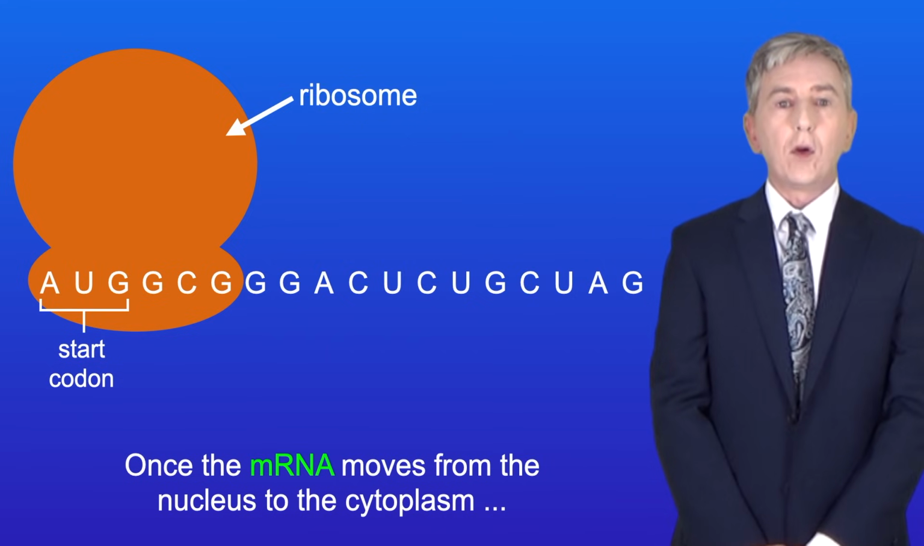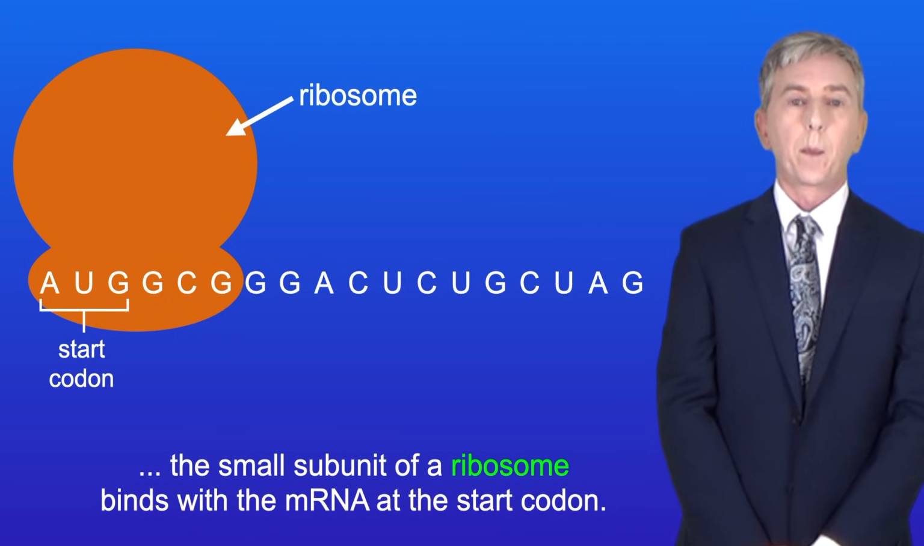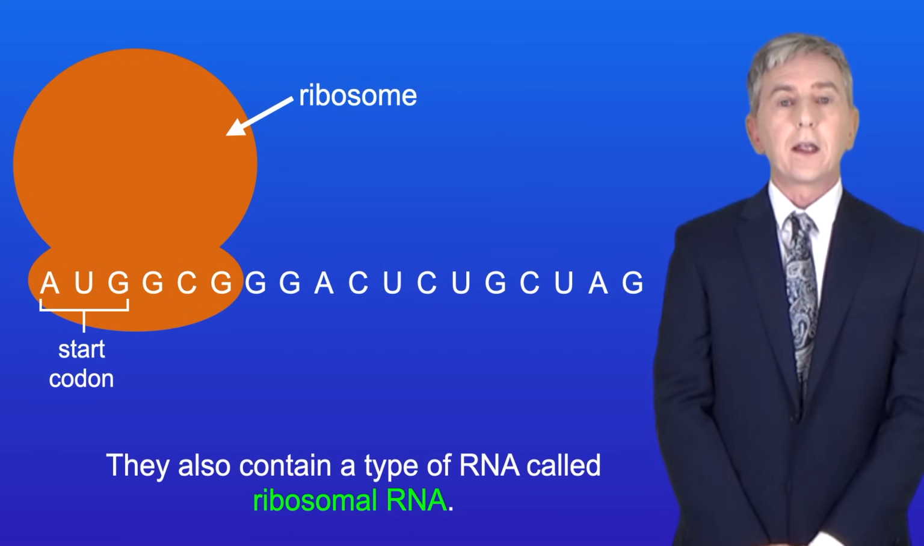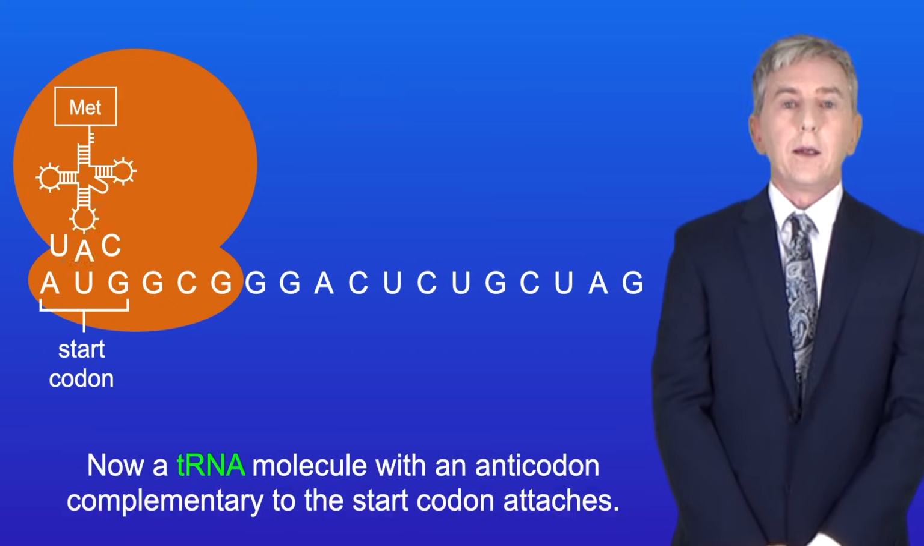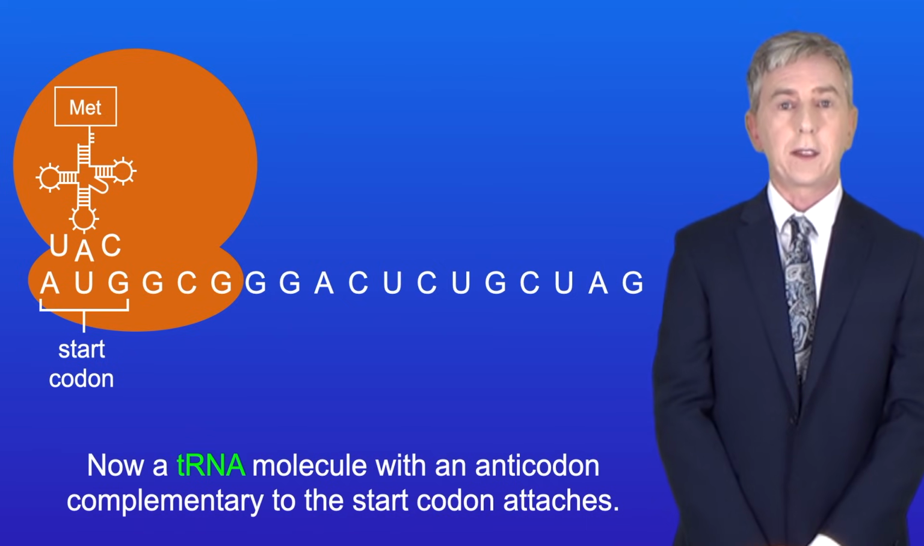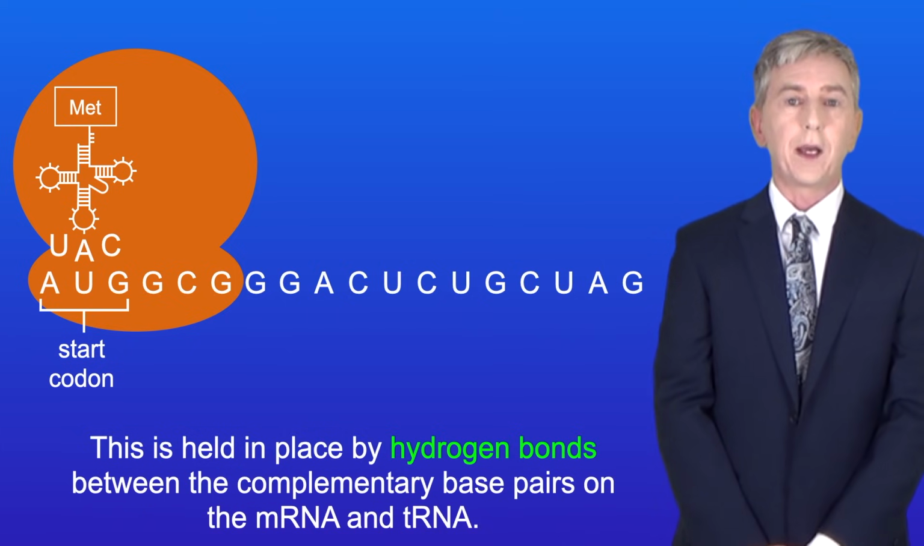Once the mRNA moves from the nucleus to the cytoplasm, the small subunit of a ribosome binds with the mRNA at the start codon. Ribosomes contain a number of different proteins. They also contain a type of RNA called ribosomal RNA. Now, a tRNA molecule with an anticodon complementary to the start codon attaches. This is held in place by hydrogen bonds between the complementary base pairs on the mRNA and the tRNA.